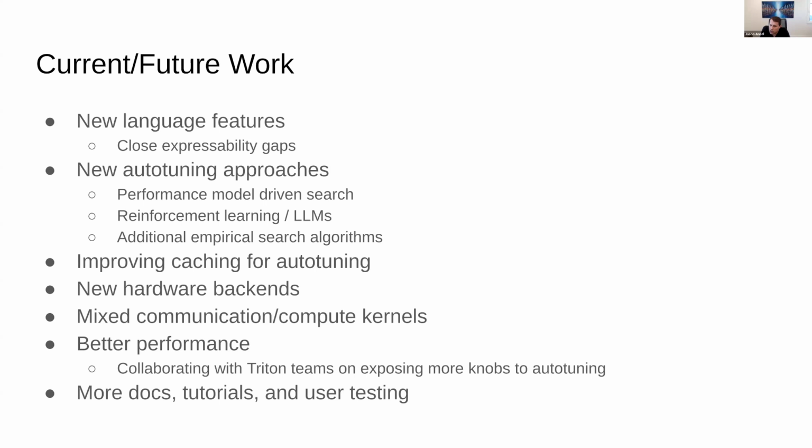We're looking at mixed communication compute kernels, improving performance. There are some cases where there are performance gaps, and in those cases we're working with training teams to expose more knobs and tweak the code we generate to squeeze out more performance. And then as we get closer to our beta release, we're going to write more docs, more tutorials, and hopefully get some user testing to get early feedback to harden the language.